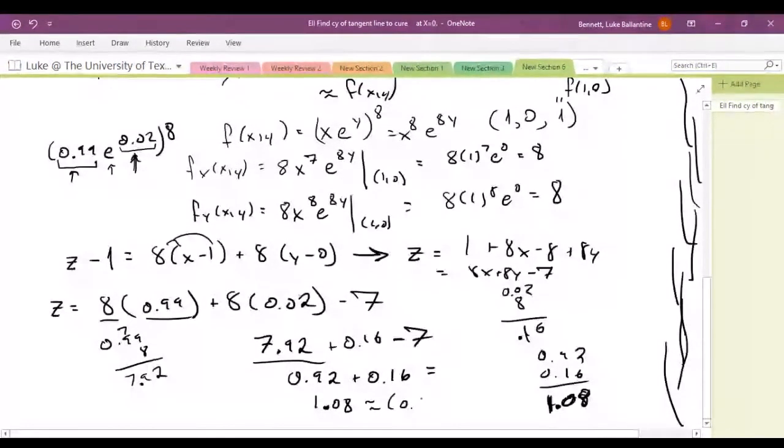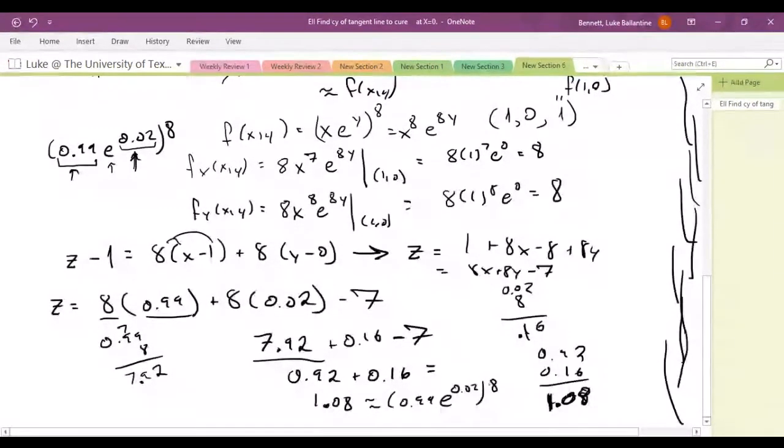approximately 0.99 e to the 0.02 to the 8th. And you can check using your calculator. It'll be correct to 2 decimal places.